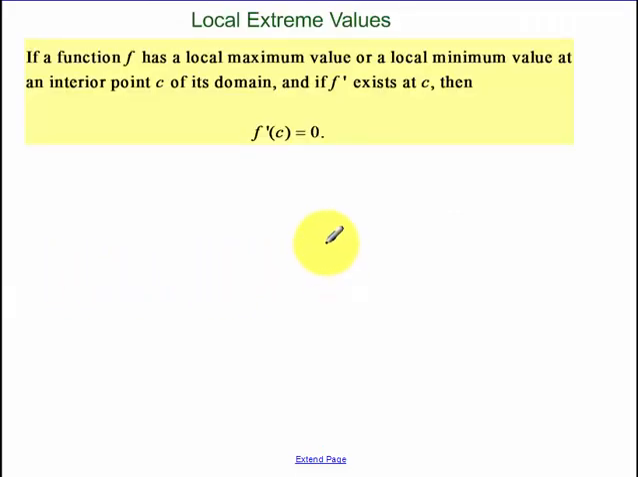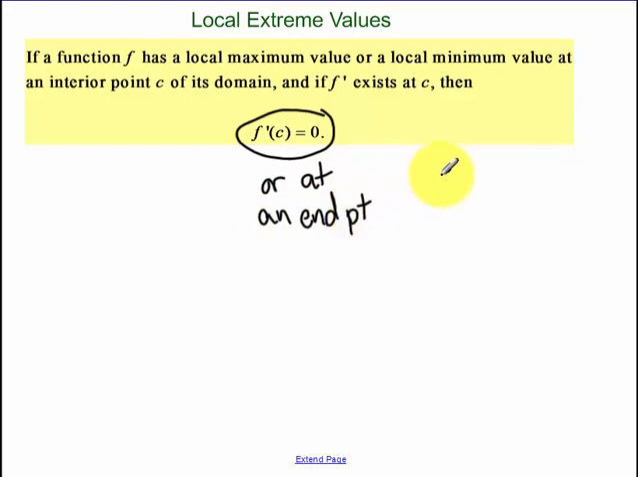Okay, local extreme values. If a function has a local max or local min, it's going to happen when the derivative is 0 or at an endpoint. So what we're going to be doing is finding the derivative and setting the derivative equal to 0. And then we're also going to be looking at the endpoints and finding those function values. So our first example here.